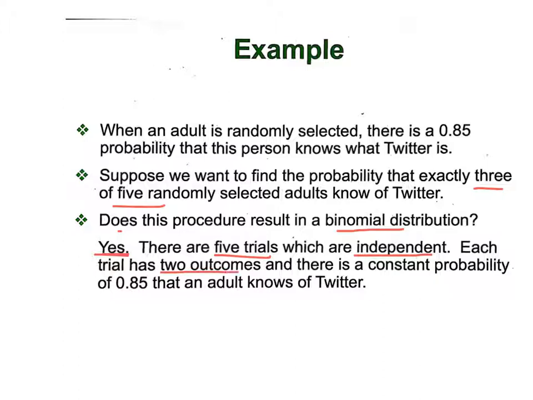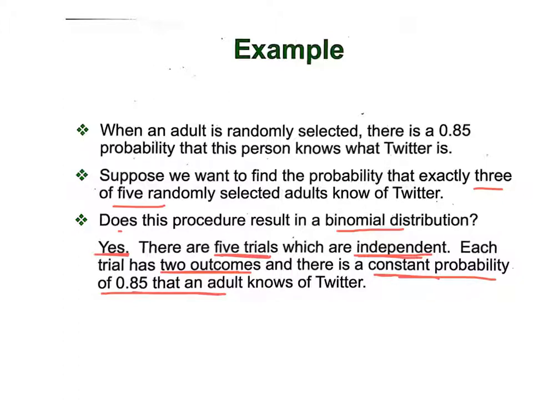Each trial has 2 outcomes, meaning yes, I do, or no, I don't know what Twitter is. And there's a constant probability. The probability every time you ask an adult is going to be 0.85. Those are the 4 things: a fixed number of trials, each one independent, each has to have 2 outcomes, and the probability must be the same every time you ask someone or every time you do an event.